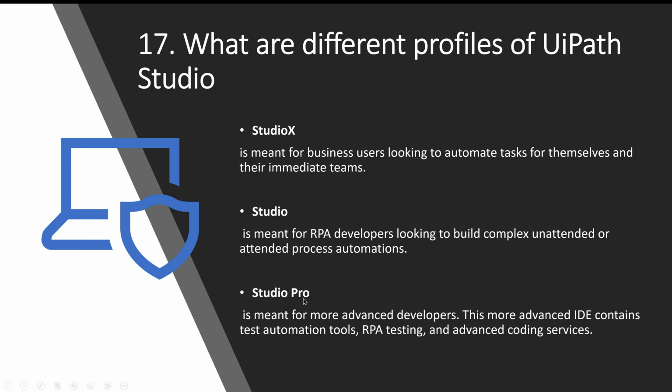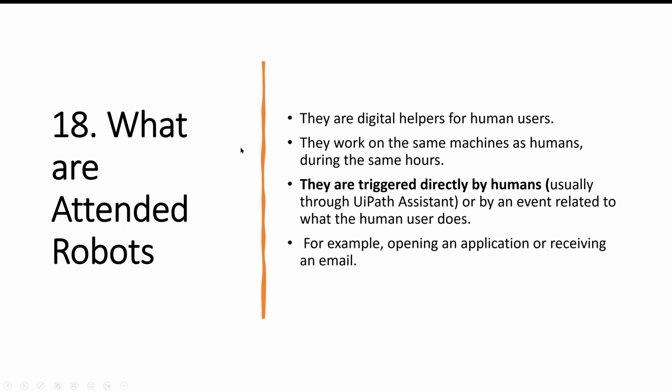Next, the third profile is Studio Pro. This is meant for more advanced developers. This more advanced IDE contains test automation tools, RPA testing and advanced coding services. So these are the differences between these profiles of Studio. We have 3, and we have learnt about these 3 at a high level definition as well. So this is going to be a short question for a UiPath developer interview. Next, move on to the next question.